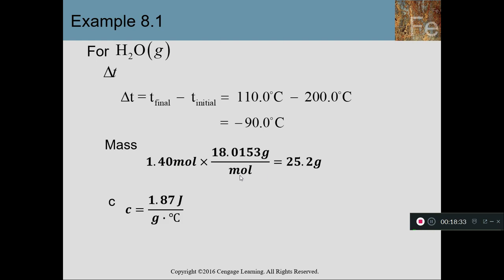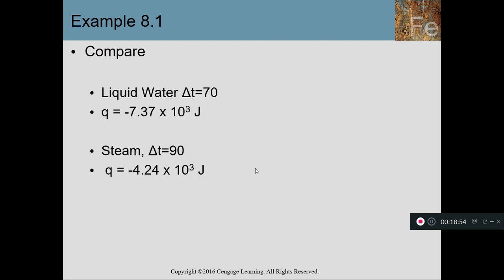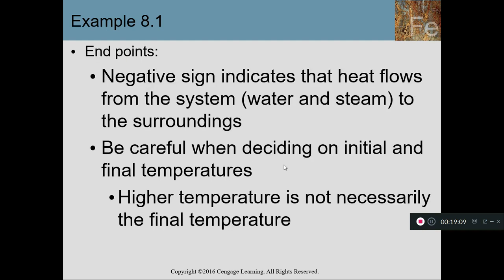Instead of being 4.184, it's only 1.87. It is a lot smaller. So if I do my math, Q equals MC delta T, I get that my energy is 4,240 joules of energy. There's actually less energy lost in having steam drop 90 degrees than it is for having water dropping 70 degrees. So the liquid water dropping 70 degrees actually lost more energy compared to steam 90. And that's mostly because the specific heat of water is significantly greater than the specific heat of steam.